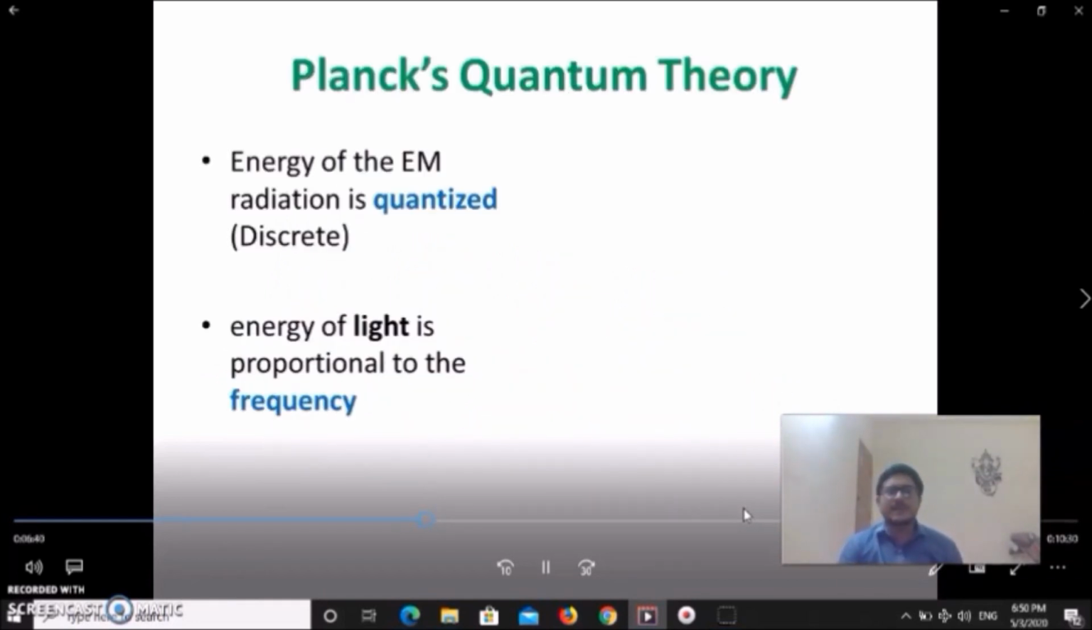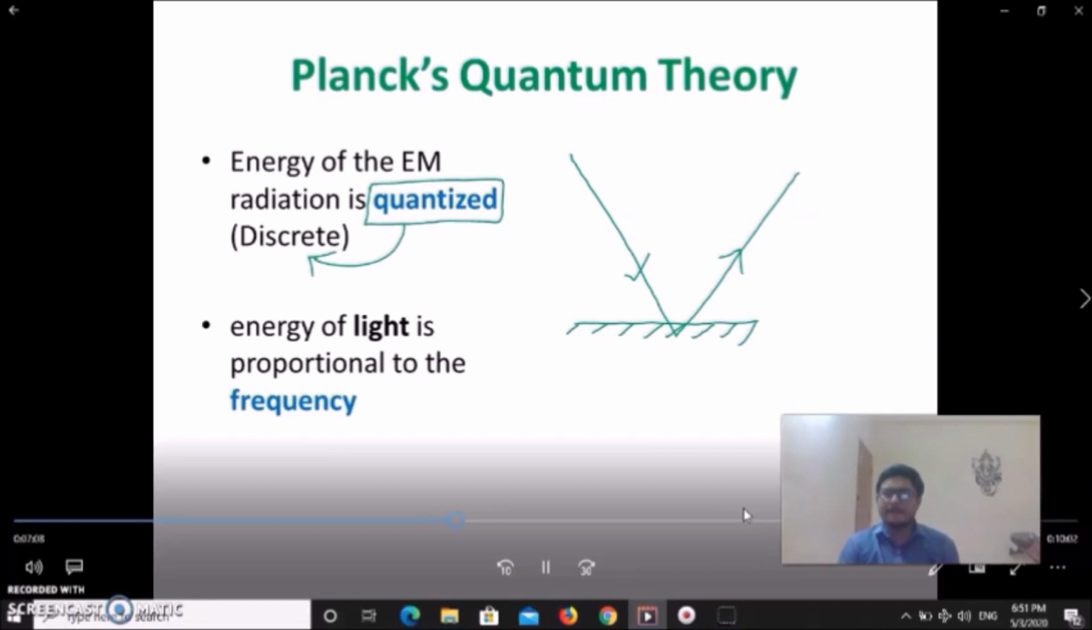The fourth theory came from scientist Planck. He introduced the concept of quantum theory. According to Planck, light is not a continuous event. Clear? According to Planck, light can be split into many parts. Suppose let us consider an incoming and reflected ray. According to Planck, this ray can be split into so many small parts.